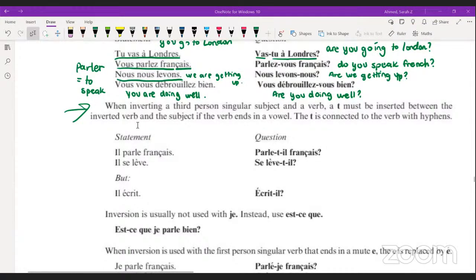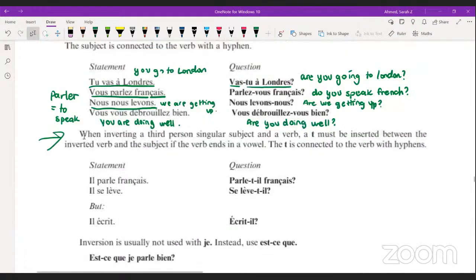So the third way that we can do it is when inverting a third person singular subject and a verb, a T must be inserted between the inverted verb and the subject if the verb ends in a vowel. The T is connected to the verb with hyphens.